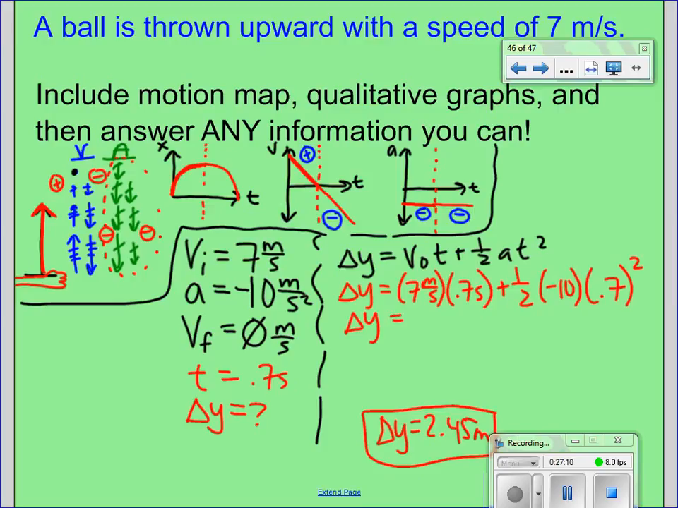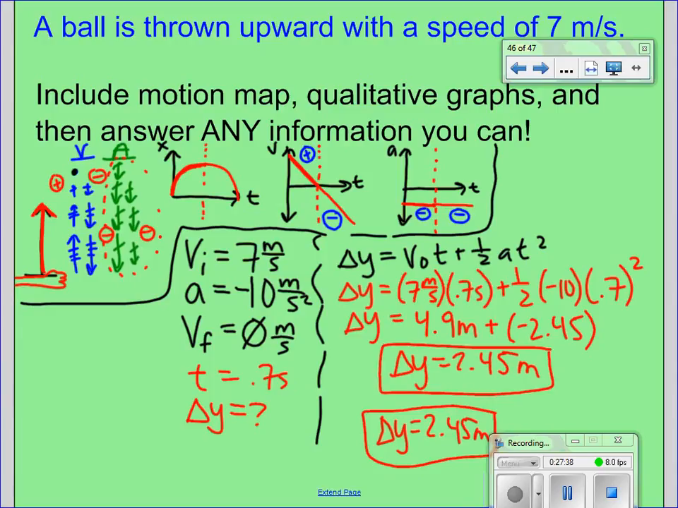That makes delta y equals 7 times 0.7 is going to give me 4.9, plus 1/2 times negative 10 is going to be negative 5, times 0.7 squared. That's going to give me a negative 2.45. Add those together, and I end up getting a delta y also equals 2.45 meters. So once again, there's multiple options that you can use. The general rule of thumb is the more information that you know, the more equations you have at your disposal to use. This concludes the video on kinematic equations and extra practice.